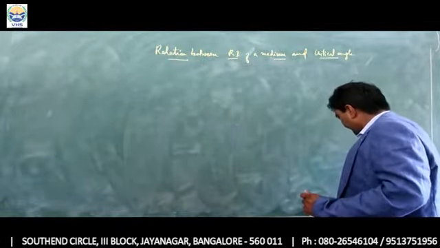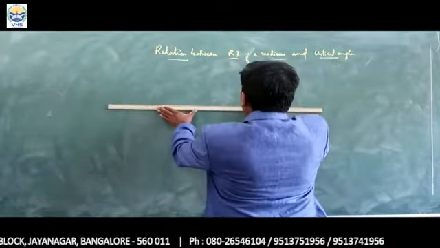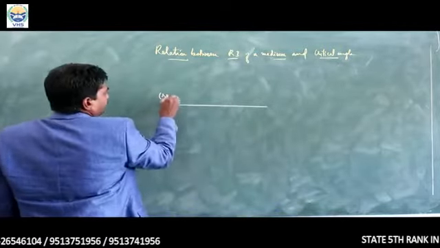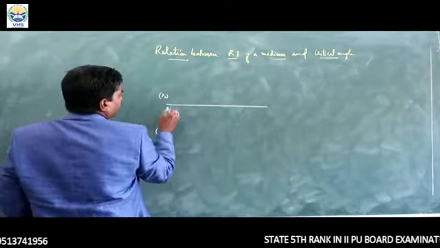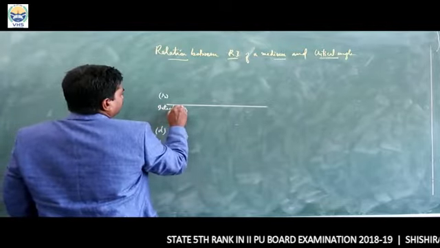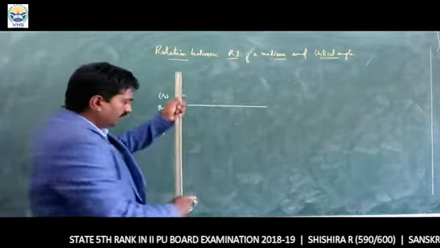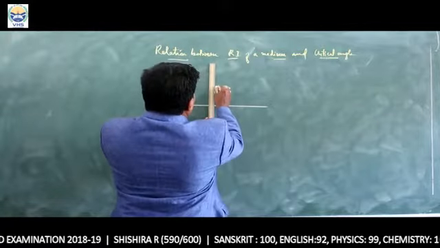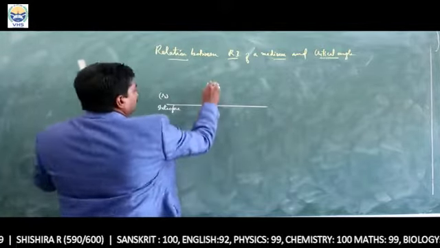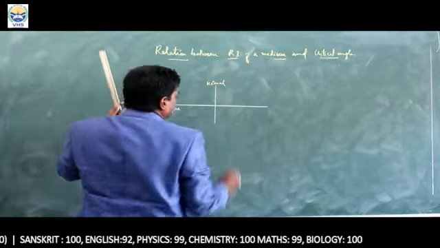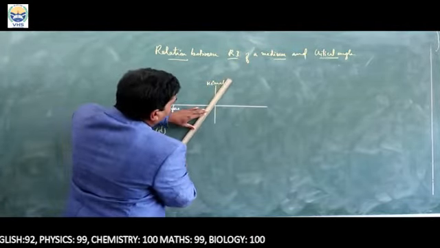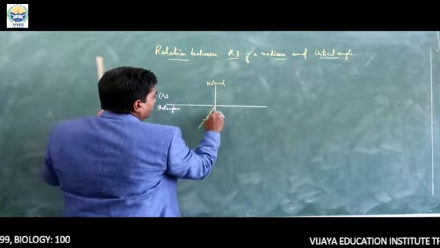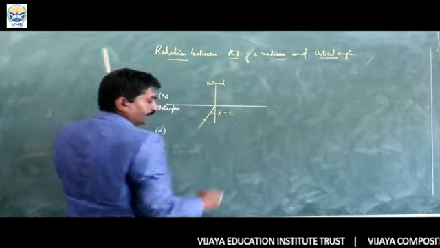For this, let us consider a simple diagram. This is the rarer medium, this is the denser medium, this is the interface separating two media. Let me consider the normal to the surface like this. This is the normal to the surface. Let me consider a ray of light is incident at the interface with an angle of incidence that will be equal to C.